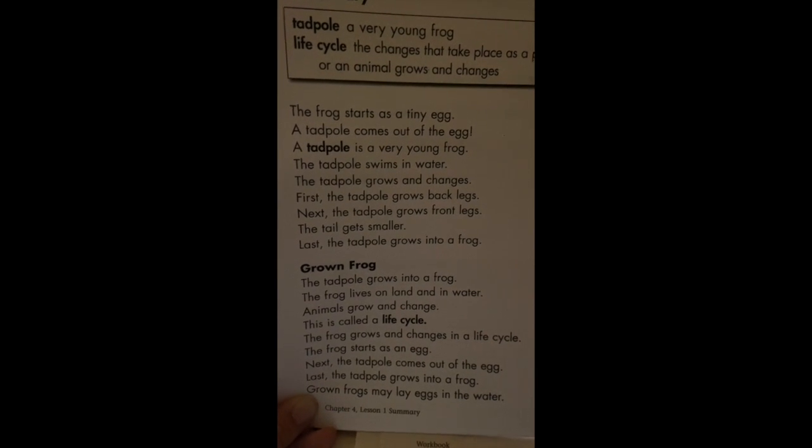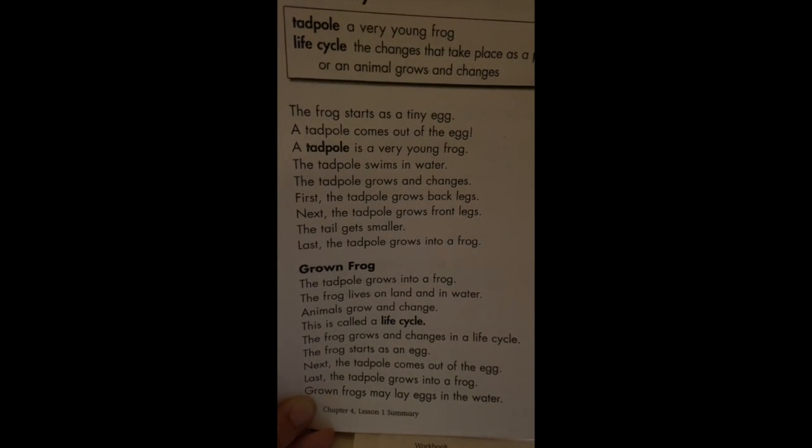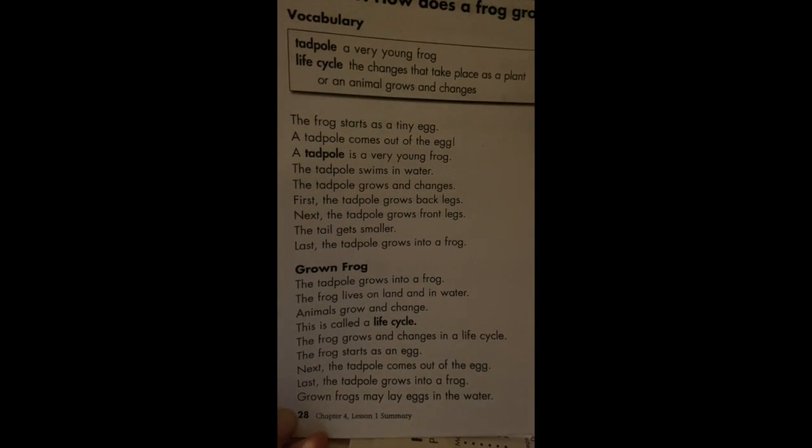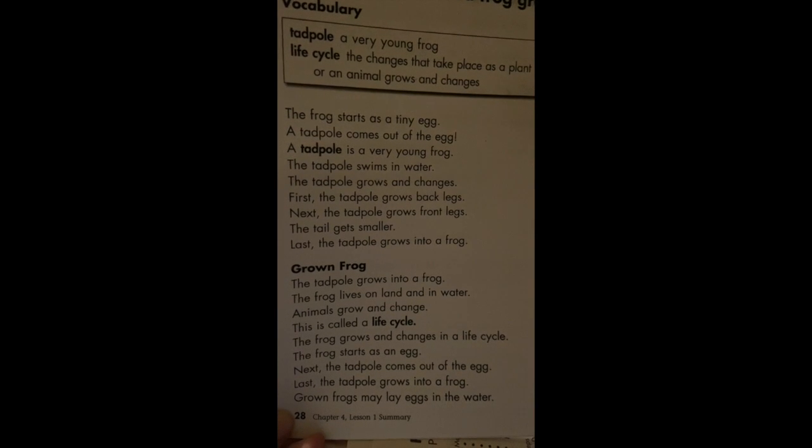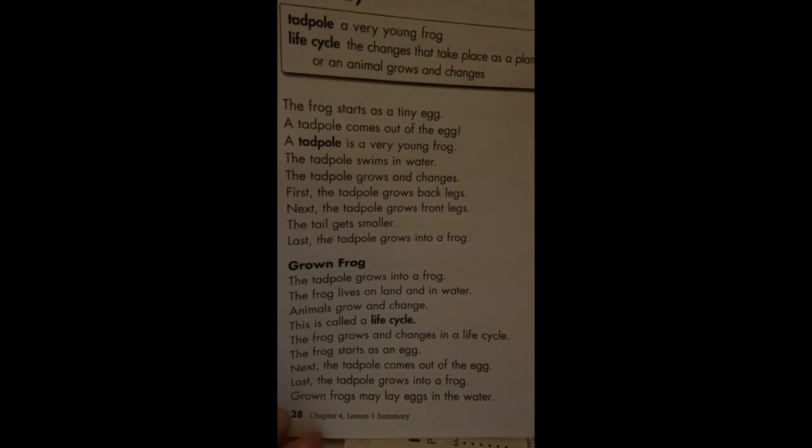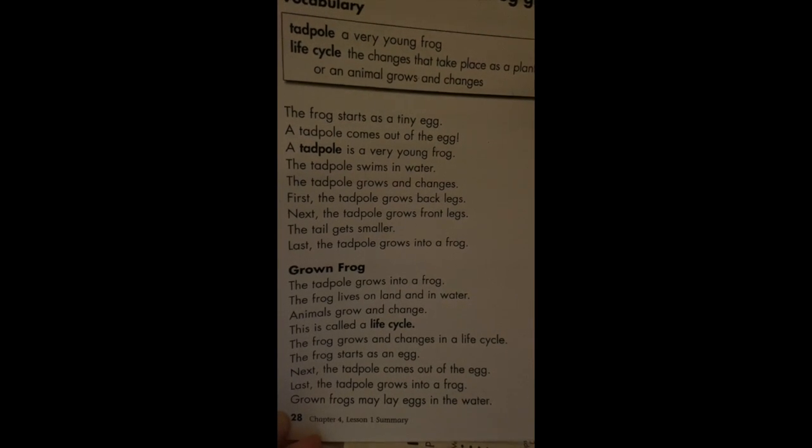First, the tadpole grows back legs. Next, the tadpole grows front legs. The tail gets smaller, and last, the tadpole grows into a frog. A grown frog. The frog lives on land and in water. Animals grow and change, and this is called a life cycle.